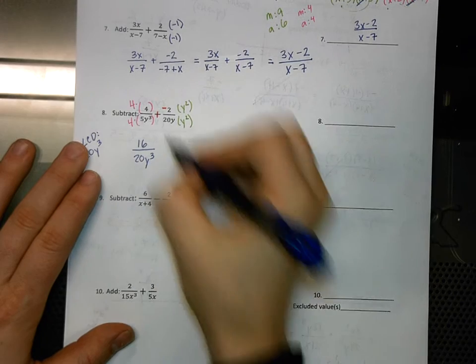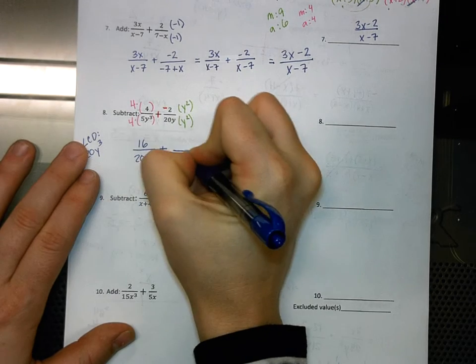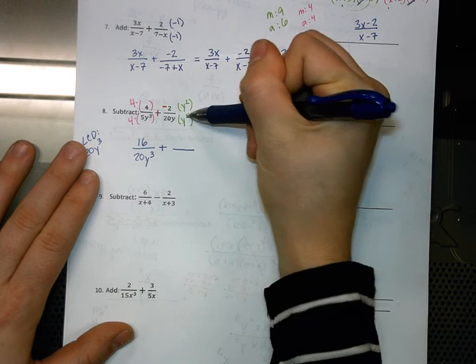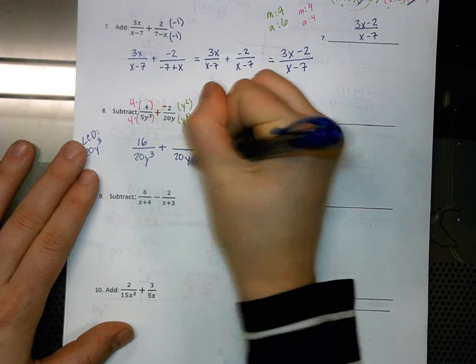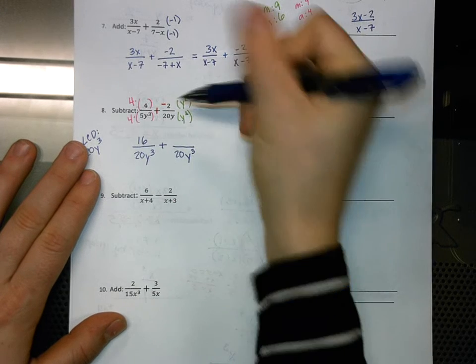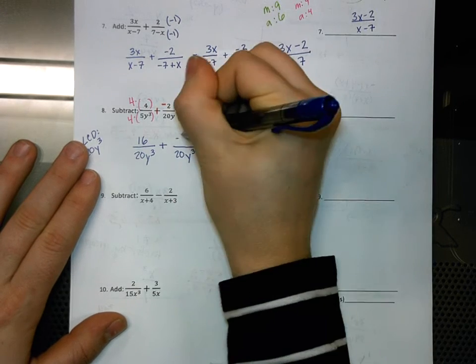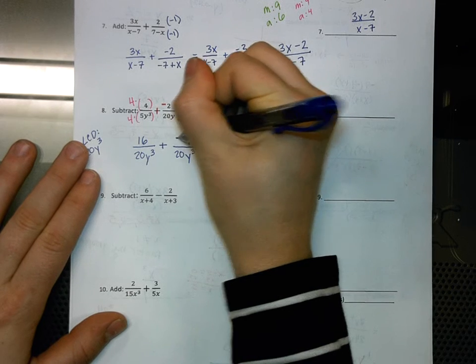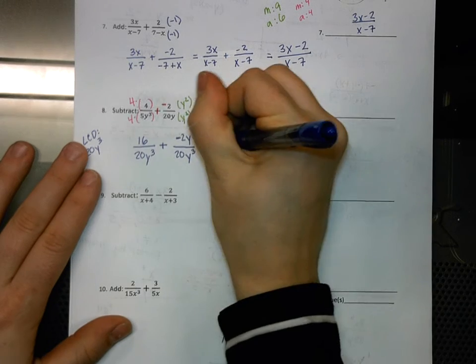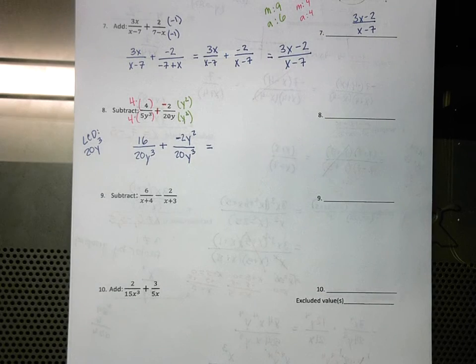So I changed it to an addition problem, so I'm going to show that. 20y times y squared is 20y to the third. Now they match, which is good. Negative 2 times y squared is negative 2y squared. And then we're going to combine these together. Let's go ahead and put it into standard form.